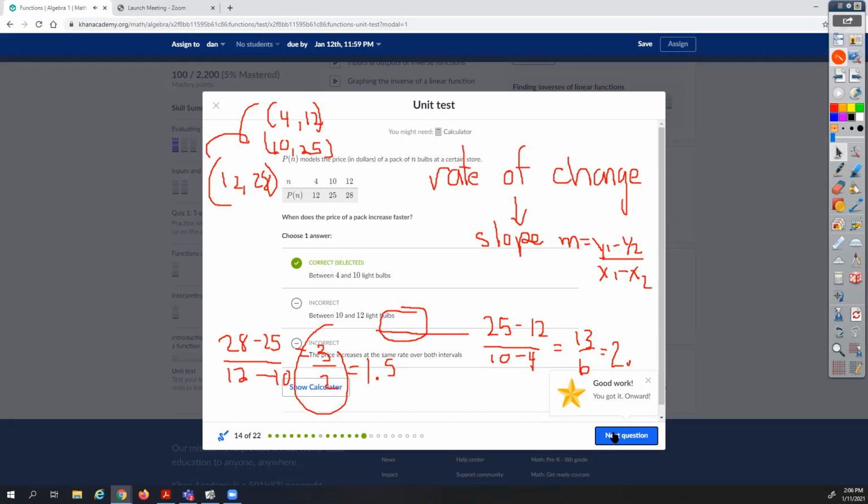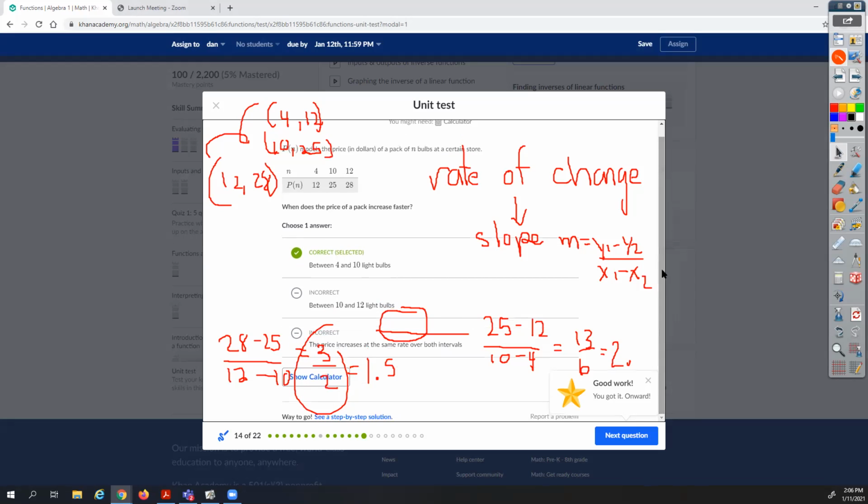There you go. So notice how, guys, you're bringing things together. You talked about the rate of change, and it says which price increases faster. So a couple of things you have to know about: when does the price of the pack increase faster, and the information that is given over here. Okay. Next question.